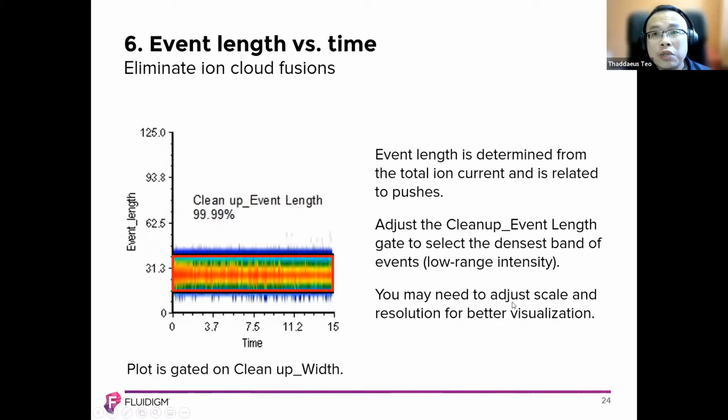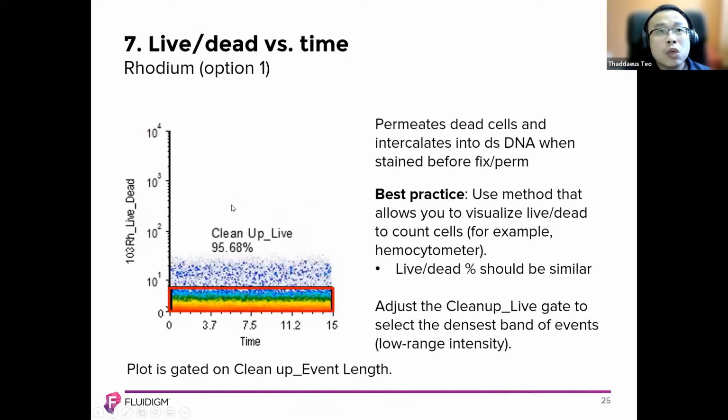Okay, so you might need to adjust scale and resolution for better visualization. Please take note of this. And moving on, we will finally move into dead cells here. We have two options. One that is commonly used with the MaxPar Direct Immune Profiling Assay is rhodium, which is 103Rh. And this permeabilizes the cells, indicates double-stranded DNA and is fixed, into the fix-perm, right?